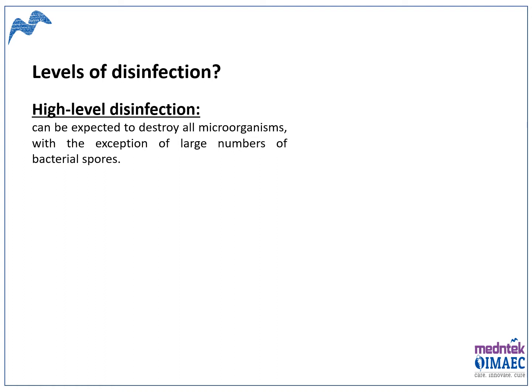One is high level disinfection. It can be expected to destroy all forms of microorganisms, with the exception of large numbers of bacterial spores. Bacterial spores are very tough and resistant to disinfectants. So killing bacterial spores is preferably done with radiation, ultraviolet radiation, gamma radiation, or ETO sterilization. ETO means ethylene oxide, used as a gas in a chamber. It is very toxic, but it has the potential to kill these microorganisms.